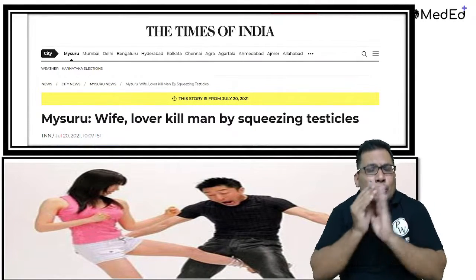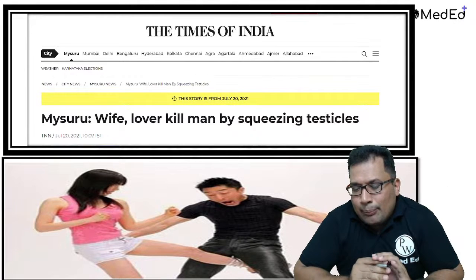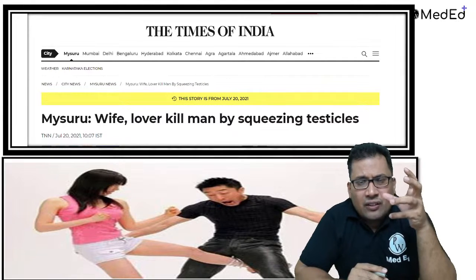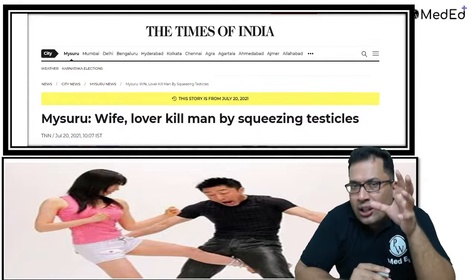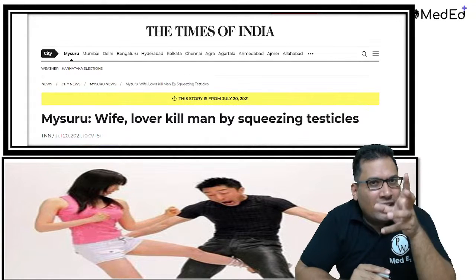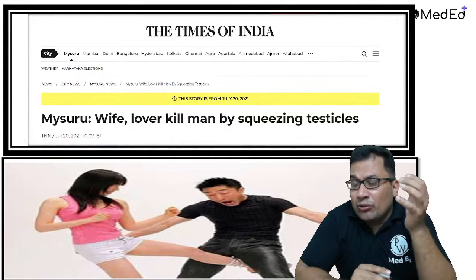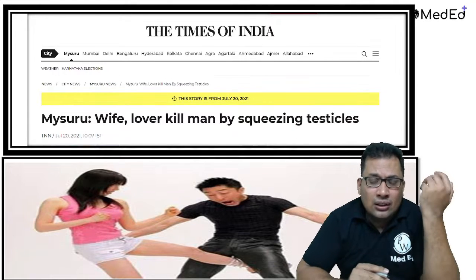Now we are talking about the fifth clause. Before that, a newspaper headline. What you can see here: wife kills a man by squeezing testicle. See, here is very interesting. Squeezing of testicle can lead to death, so it can be punishable under murder also. Because of the vasovagal inhibition, a question can be asked: what are the conditions in which vasovagal death occurs? One example is injury to the testicles.